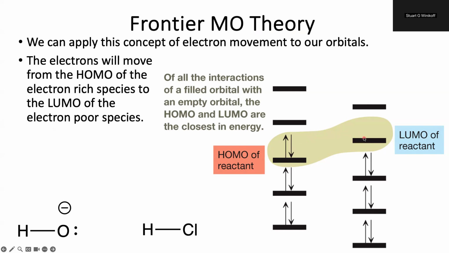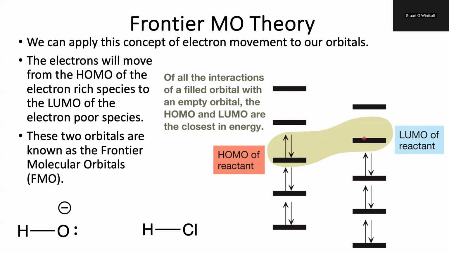of our electron-poor species. Now, when we focus on these two orbitals, the HOMO on the electron-rich species should be the highest occupied molecular orbital for the whole system. And similarly, when we look at the LUMO for our electron-poor species, these are going to be the overall highest and lowest orbitals. So these orbitals are on the frontier. Not surprisingly enough, any model that focuses on this HOMO-LUMO pair is known as frontier molecular orbital theory.